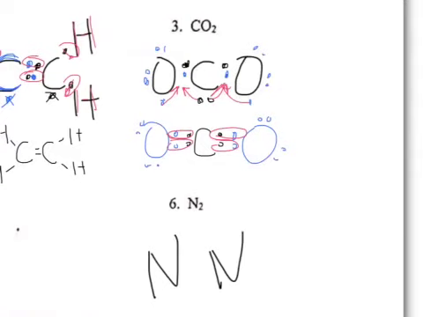And the oxygen feels like 1, 2, 3, 4, 5, 6, 7, 8. And similarly, 1, 2, 3, 4, 5, 6, 7, 8. So the structure would then look like double bond between carbon and oxygen, double bond between carbon and oxygen, 2 lone pairs off each oxygen, and voila.